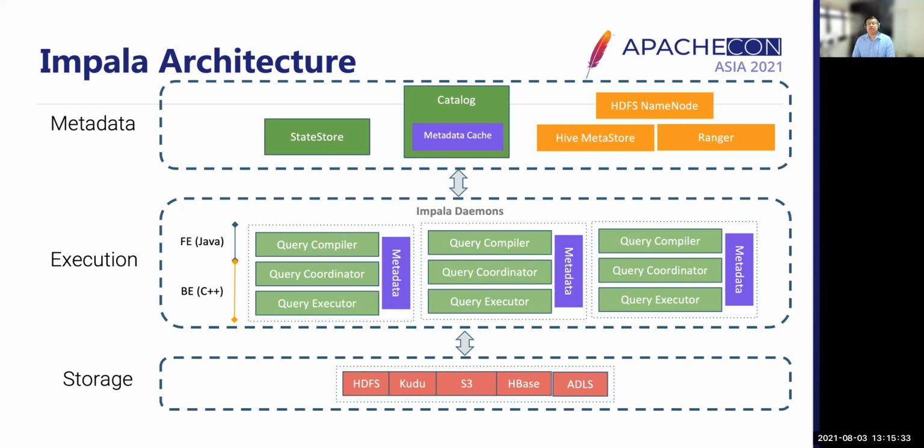The catalog daemon has the job of retrieving the metadata from the name node, the Hive metastore, and policies from Ranger, and it creates something called the metadata cache. This metadata cache is distributed using the state store to all the executors.